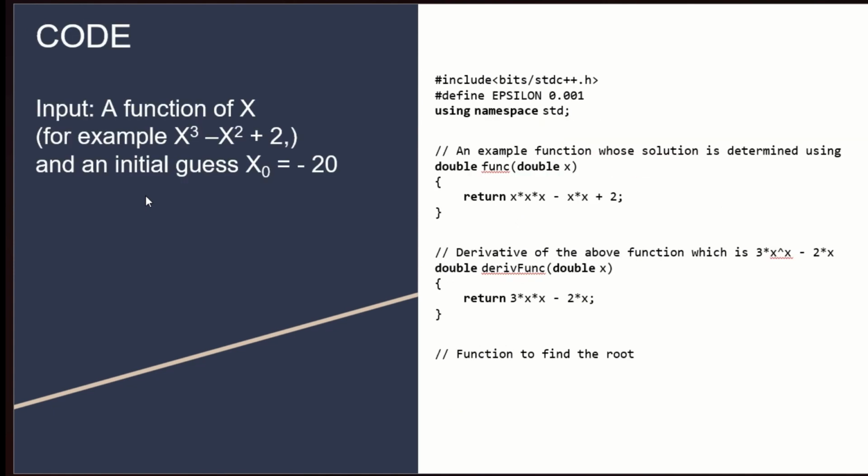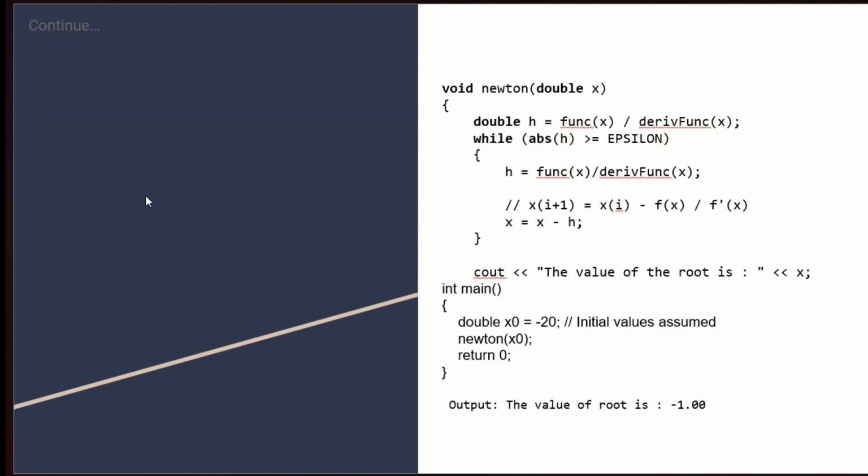If we go for an analytical solution, one root of the equation will be minus one as well. So I'll put minus one in the equation x cube minus x square plus 2. The cube of minus one is minus one, and the square of minus one is one. So minus one minus one plus two is equal to zero. So you can say it is quite a correct method.